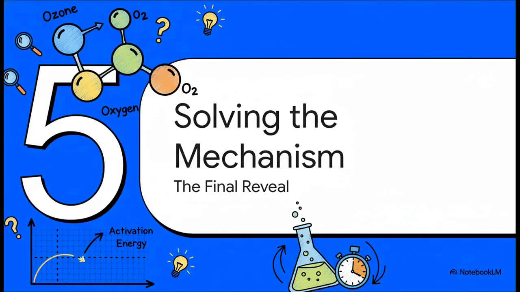Okay, let's recap. We've got our clues. We know ozone has a squared effect. We know oxygen surprisingly gets in the way. And we know there's an energy hill to climb. Now, it's time to bring our suspect back in, that proposed mechanism, and see if its story matches the evidence. This is the final showdown.